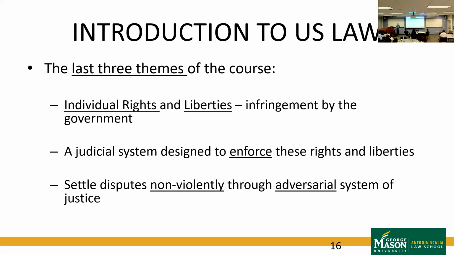Individual rights and individual liberties, particularly if the government, particularly the federal government, is trying to infringe upon individual rights and individual liberties. A judicial system which has been created to try to enforce those rights, and also a legal system that has been created to try to settle disputes non-violently through an adversarial form of justice. And we're going to take a look at each of these. Individual rights and liberties, where do they come from? Can the government infringe upon them? What is the judicial system? What is it?